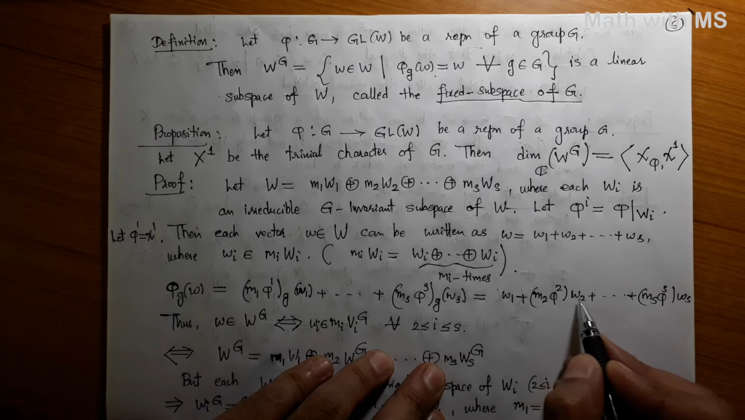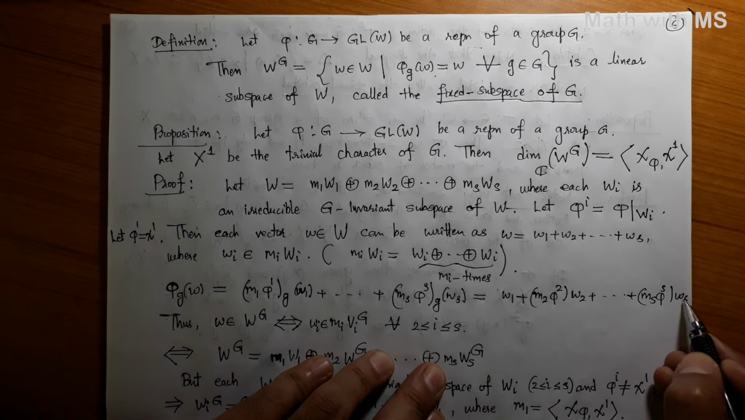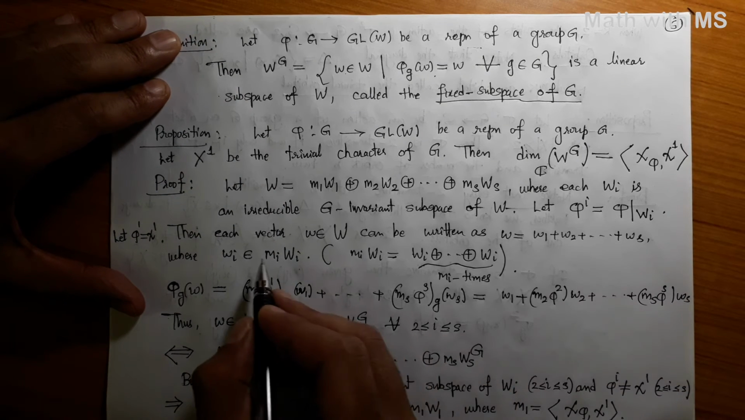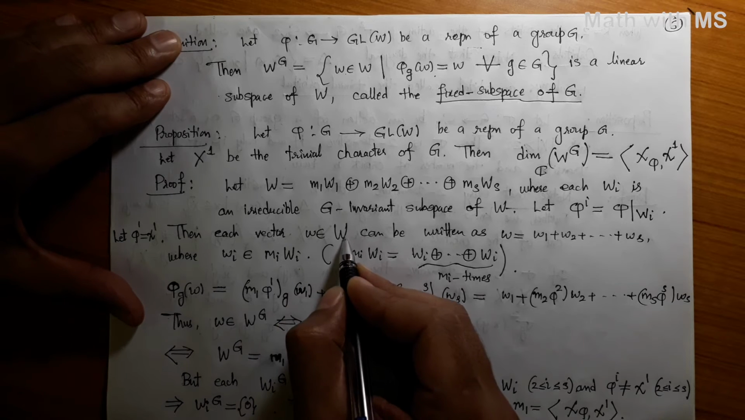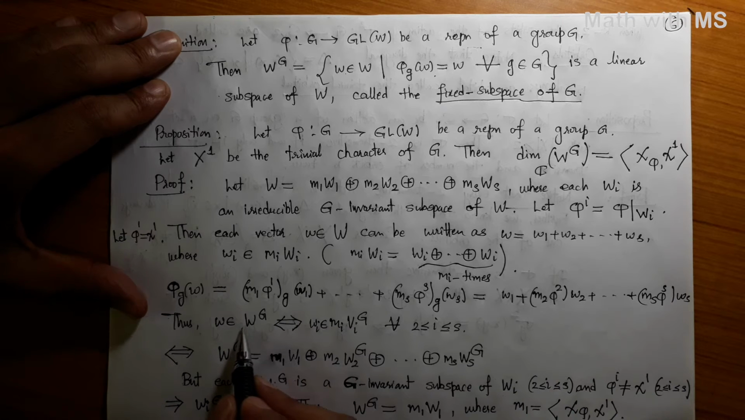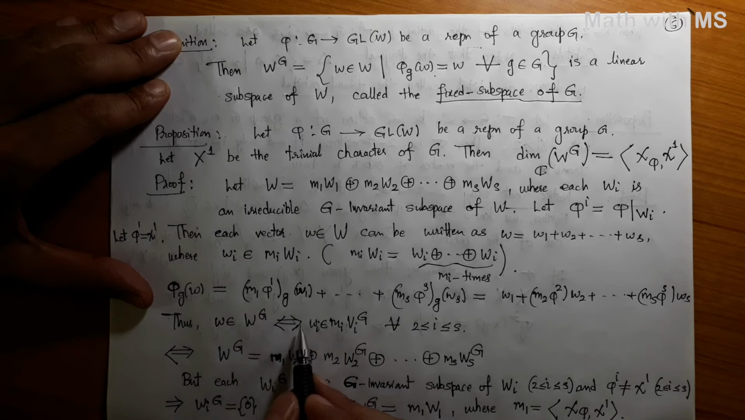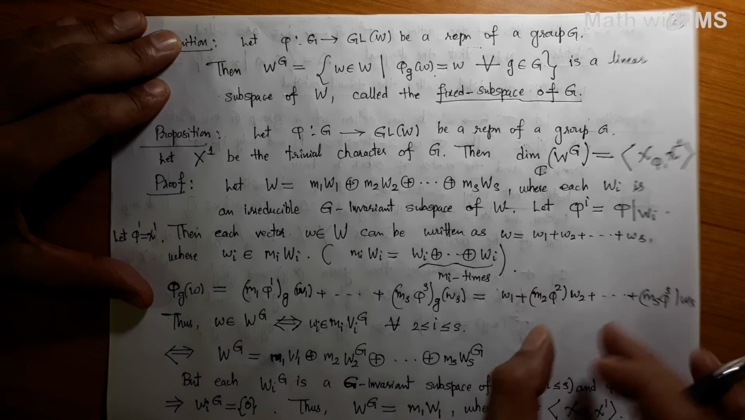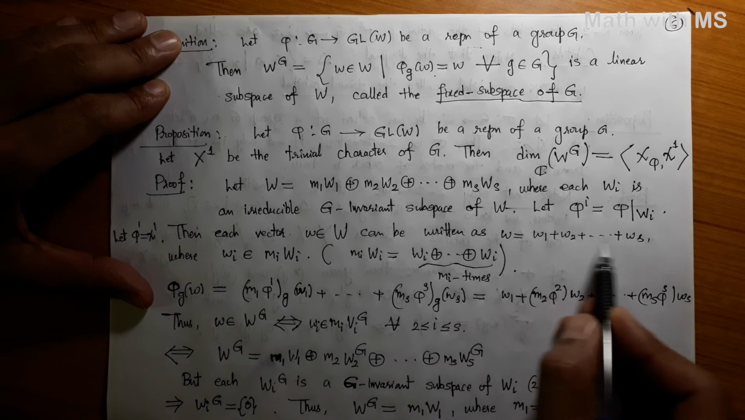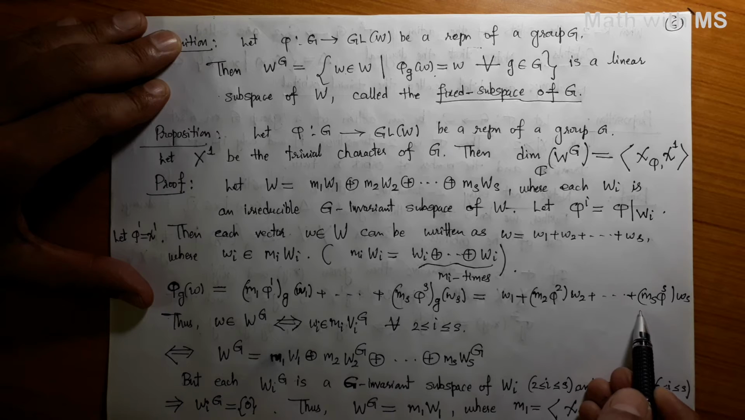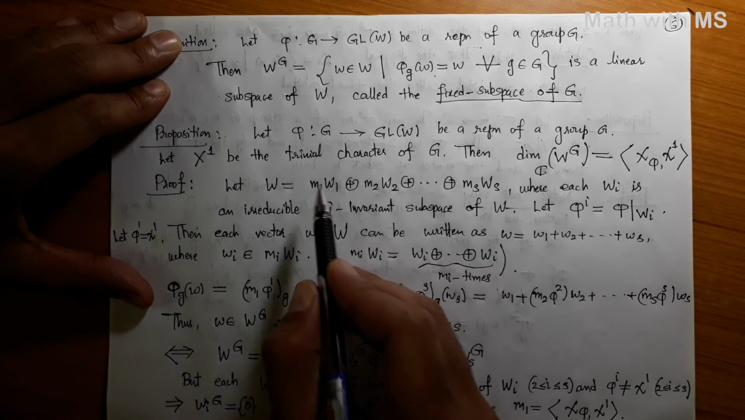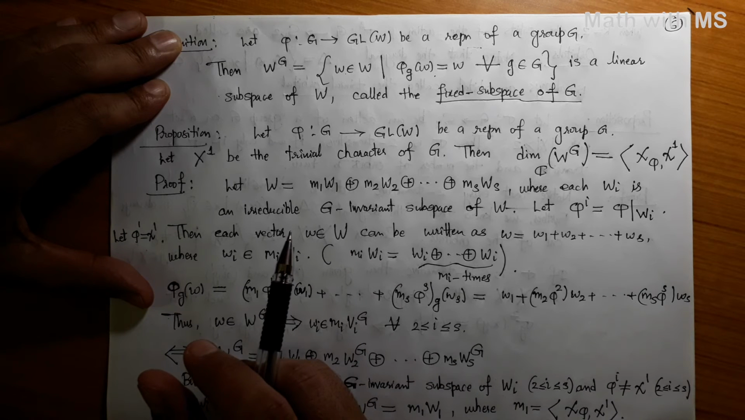Plus m2 of phi 2 w2 ... ms phi s of ws. All right, now let's observe when an arbitrary vector w will lie in the fixed subspace w superscript g. So w will lie in w superscript g if and only if this expression is the same as w again, which is the same as little w1 plus little w2 plus little ws. But notice that this sum is direct. Therefore, every vector has a unique representation.